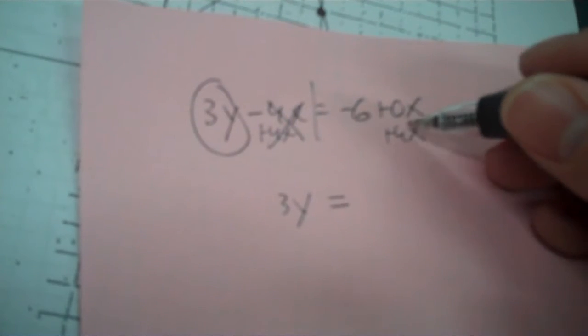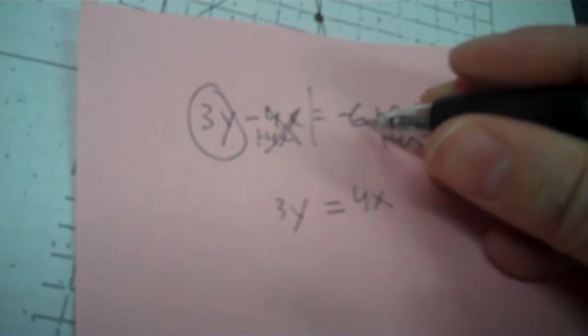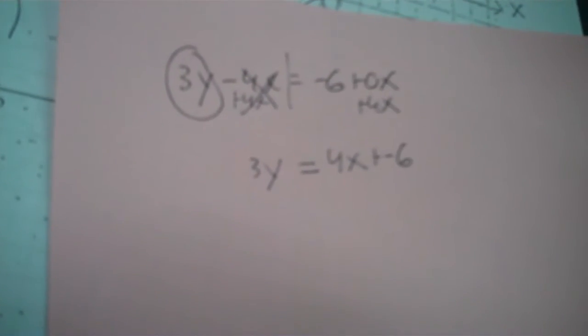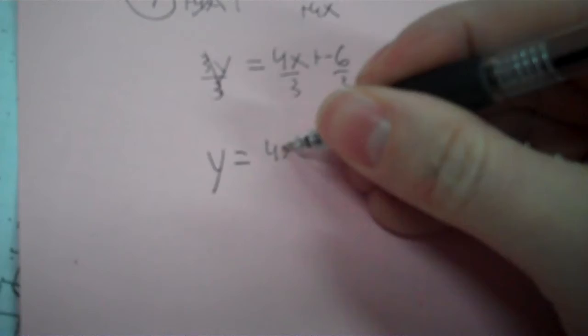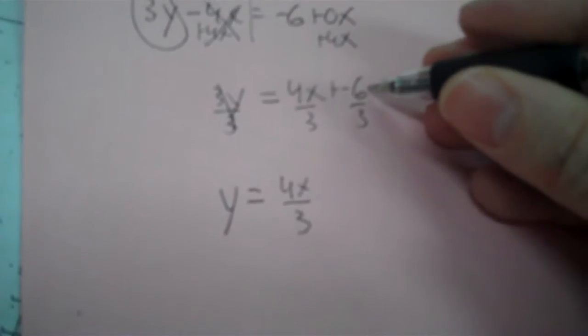So we've got 3y. Do your x's first. So 0 plus 4 is 4x, and then plus -6. Okay, you've got to put that down first. Now divide by 3, and then the y is by itself. Okay, so I take 4 divided by 3. It's a decimal, so don't write the decimal. Just leave it 4x over 3. And then -6 divided by 3 is going to be -2.